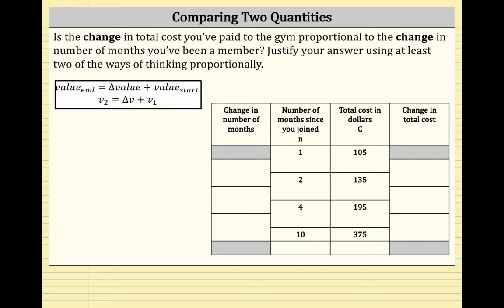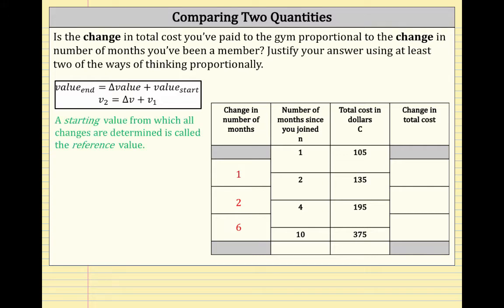Now let's look at what's happening here. We're trying to figure out what the changes are. To figure out the change from 1 to 2, you're saying 1 plus what is 2? Well, that number is 1. 2 plus what is 4? That number is 2. 4 plus what is 10? That number is 6. So it's pretty straightforward to see how we get the changes.